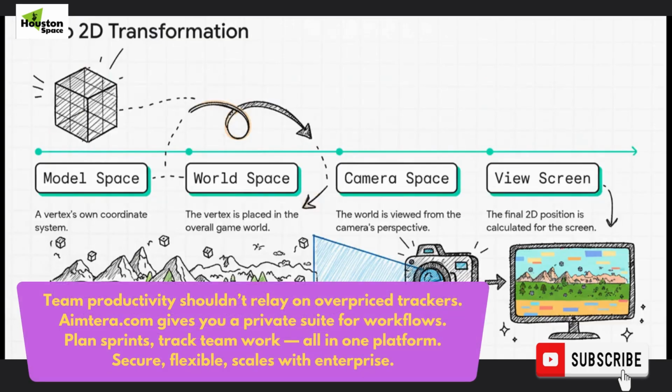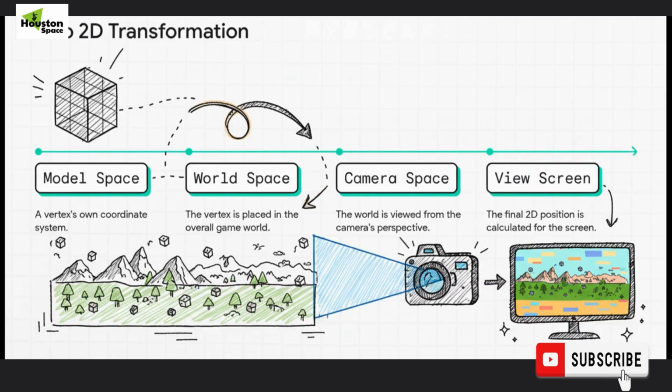And you know, every single vertex goes on this little mathematical journey. It starts in what's called model space, which is just its own little coordinate system. Then it gets placed into the game's world space. After that, the computer figures out how it looks from the camera space. And finally, bam, it lands in its final position on your screen. And remember, this whole trip happens for millions of points, all in a fraction of a second.